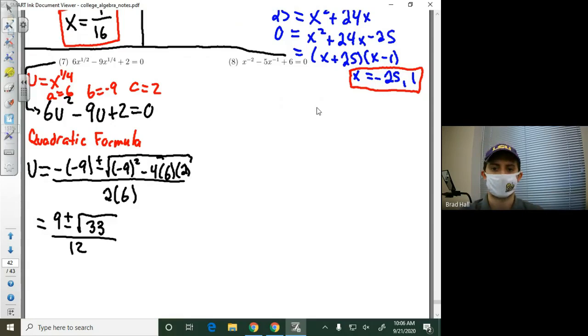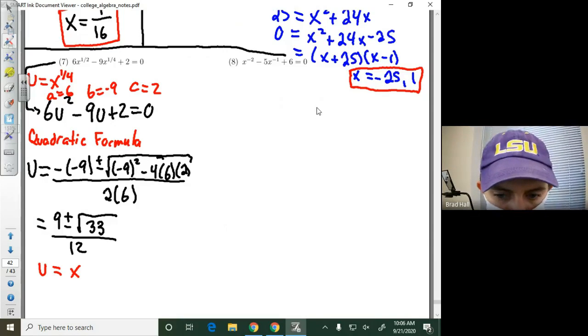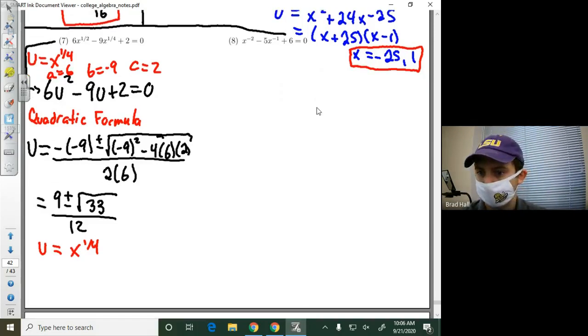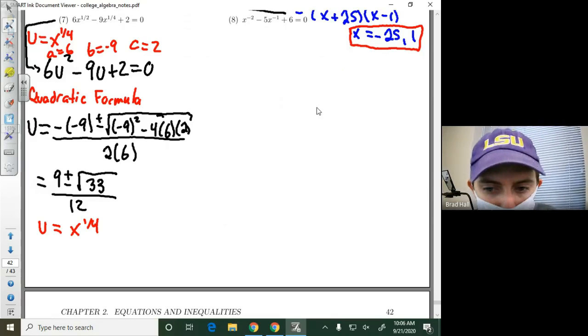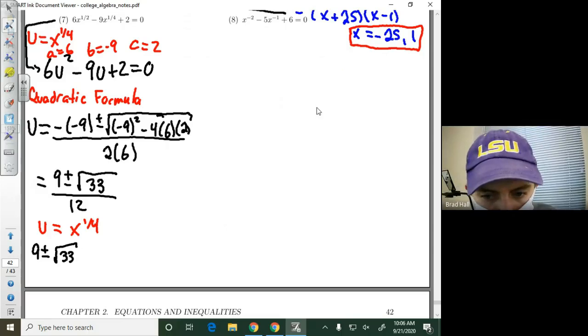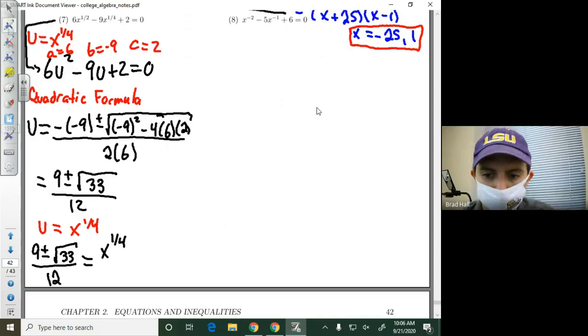But we need to go back to x's. And so the rule that we had was u is equal to x to the 1/4. This was the rule all the way from the beginning. So what this tells us is that we found u to be 9 plus or minus the square root of 33 over 12. That is now equal to x to the 1/4.